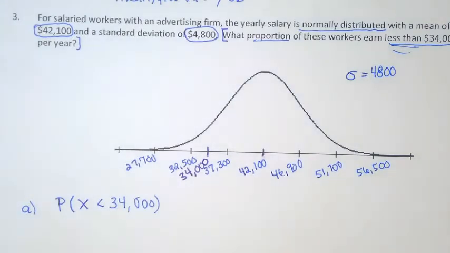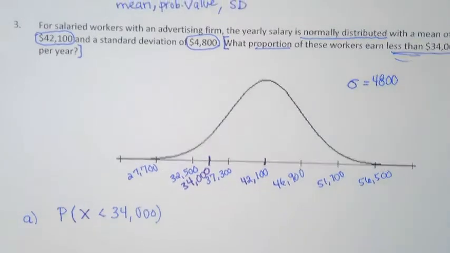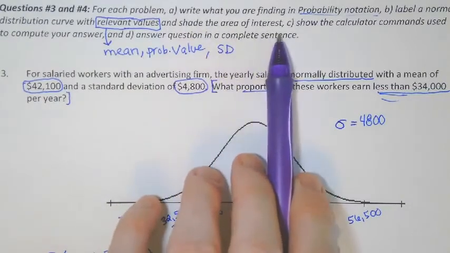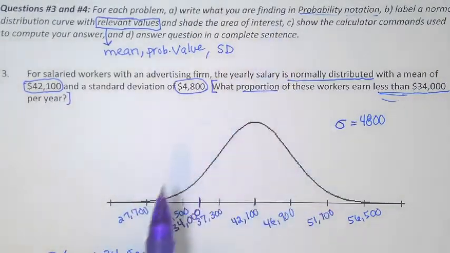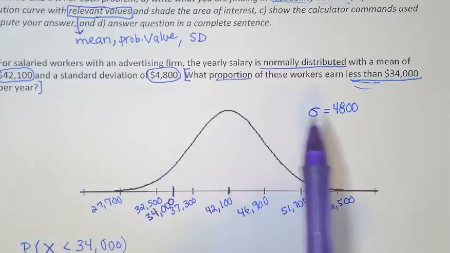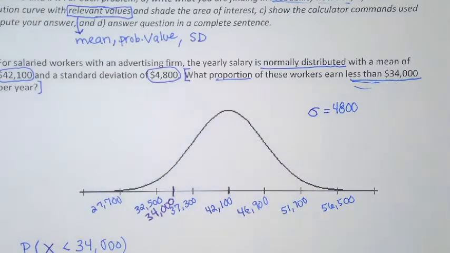Okay. Last thing I need to do in terms of labeling the graph. It said to shade the area of interest. So the area we're interested in is the area that is less than $34,000.